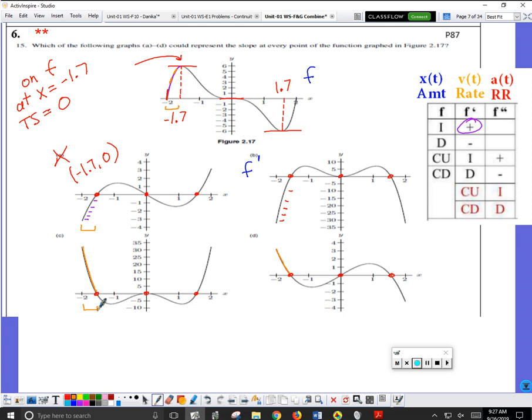So just keep checking. Let's see. Decreasing. So f is decreasing from here all the way to here. That means f prime must have y values that are negative over that entire span. This is the problem. These y coordinates are positive. So the correct answer is C.